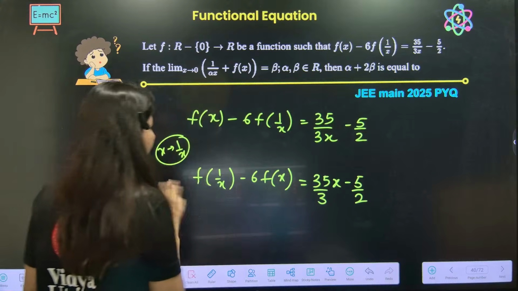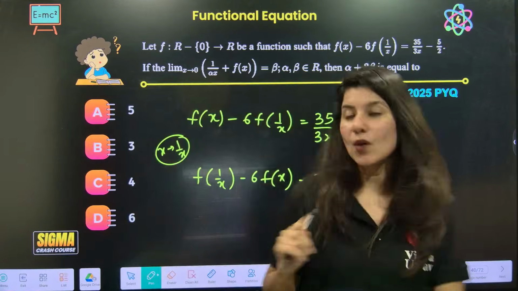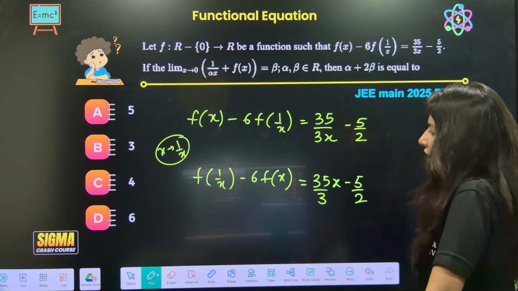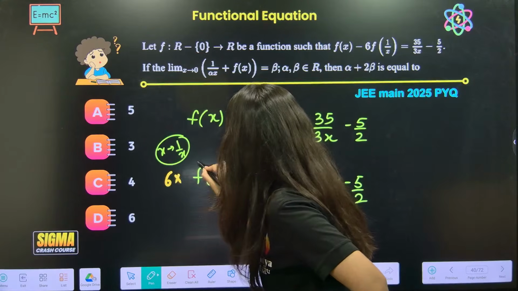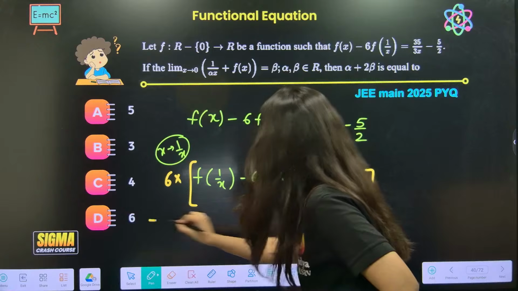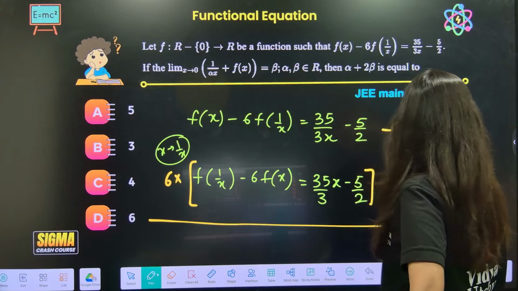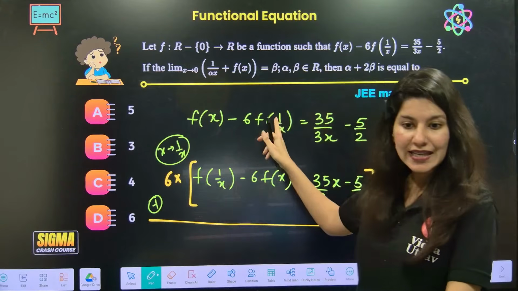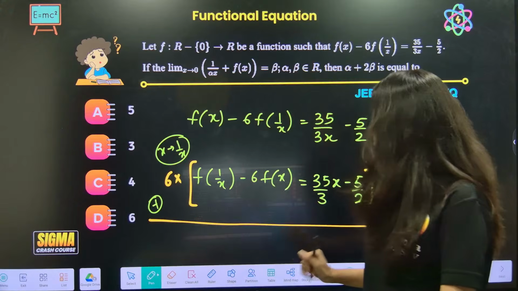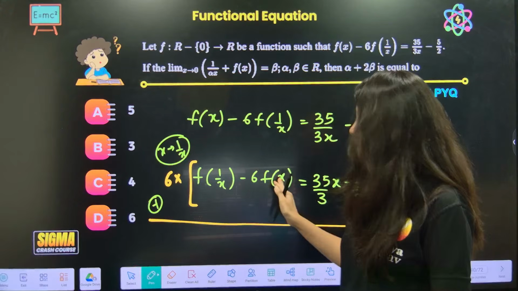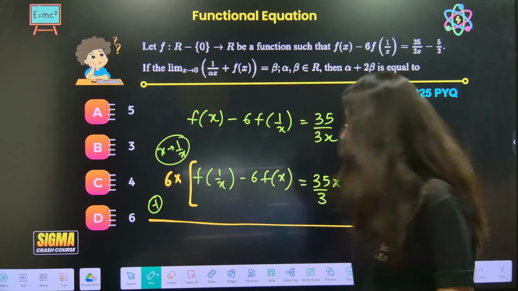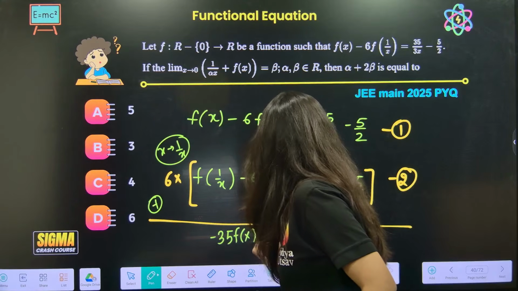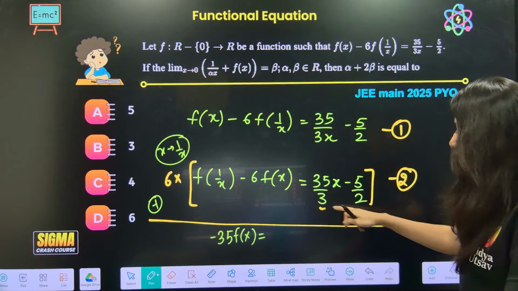Now again we have to eliminate f of 1 by x. How will you do that? Let's multiply 6 throughout the second equation, and then add both equations 1 and 2. The 6 f of 1 by x terms cancel. Multiplying by 6, we get minus 36 f of x, plus 1, so minus 35 f of x. Also, let's not forget to multiply 6 on the right hand side.